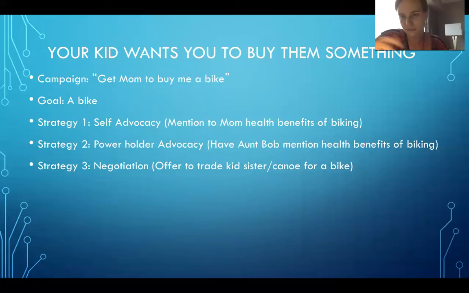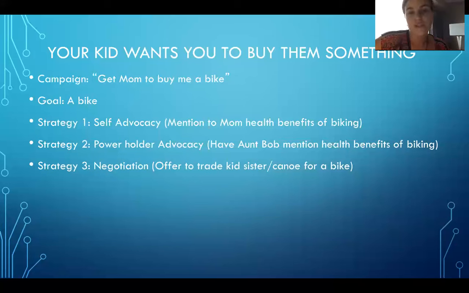And don't worry, we're going to break down the actual definitions of all of these things, but we thought it'd be easier to give the example first. You are going to the person that can give you what you want, in this case, mom, and you are essentially lobbying that person about how great biking is for you. You can get fresh air, it's good for your health, etc.